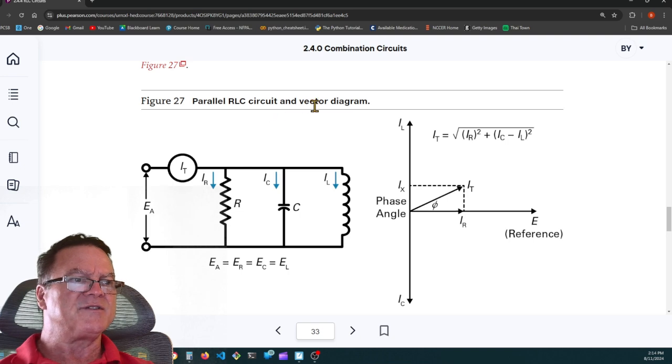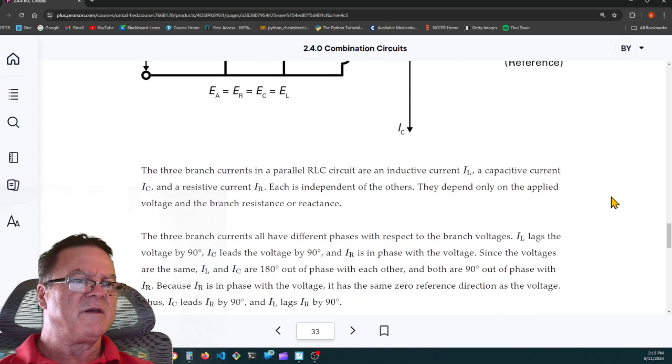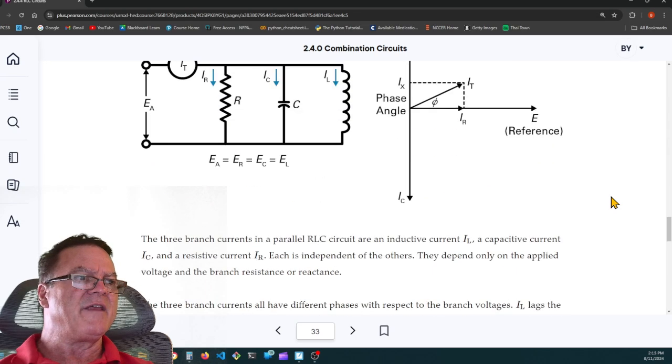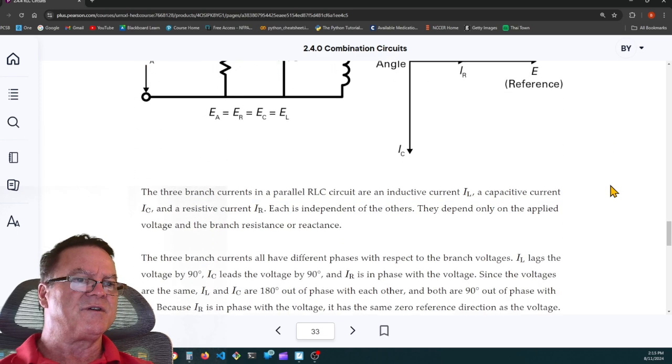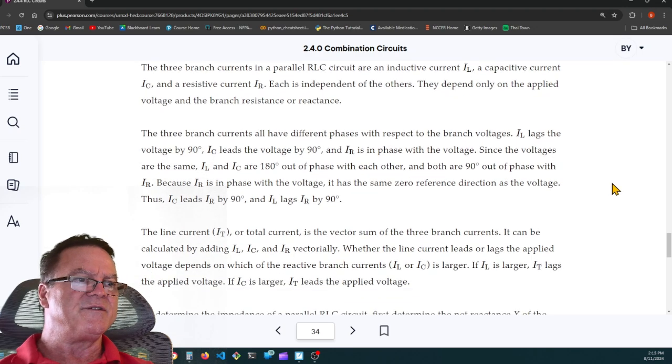Parallel RLC circuits and vector diagrams. Total current is the square root of the current through the resistor squared plus (IC minus IL) squared. Then you can find that total circuit current, and you can use that, the total voltage divided by total current, and that'll give you the impedance of the circuit. It's a little bit easier to figure that way.